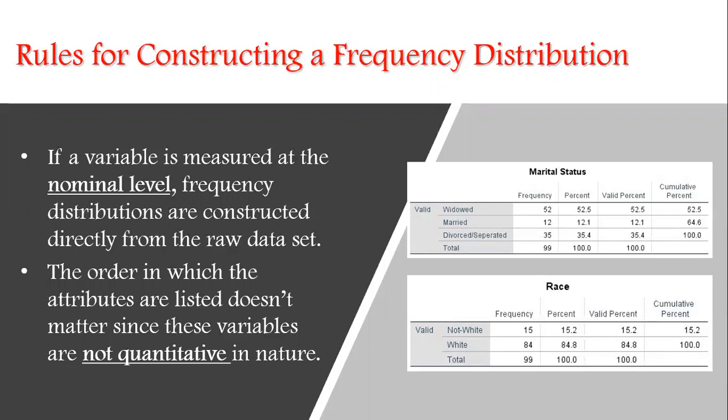So let's take the 2 frequency distribution tables to the right as examples. For the first table, which captures the variable marital status, there are 3 attributes: widowed, married, and divorced. For the second table, which captures the variable race, there are 2 attributes: not white and white. Both of these variables are measured at the nominal level and are categorical in nature. It is for these reasons that the attributes do not need to be arranged in any particular order, since these variables are not quantifiable.